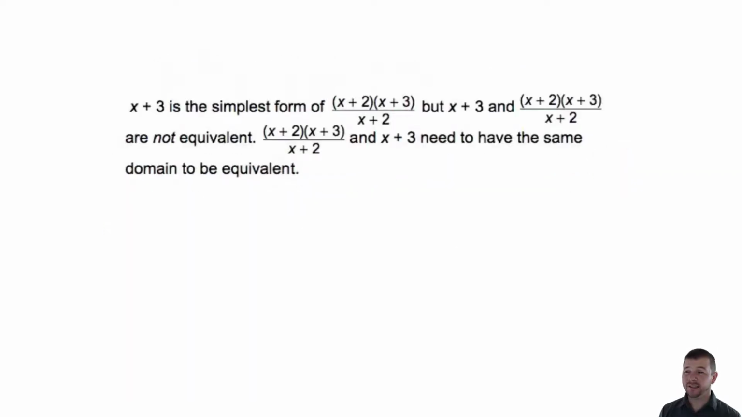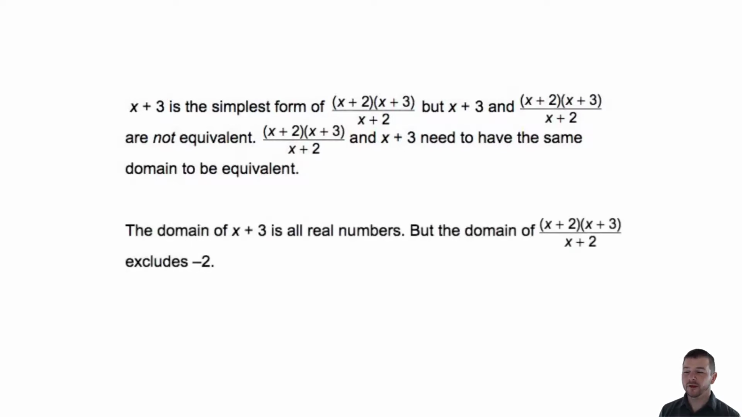X plus 3 is the simplest form of x plus 2 times x plus 3 over x plus 2, but x plus 3 and x plus 2 times x plus 3 over x plus 2 are not equivalent. They need to have the same domain to be equivalent. The domain of x plus 3 is all real numbers, but the domain of x plus 2 times x plus 3 over x plus 2 excludes negative 2. That would lead to a zero denominator.